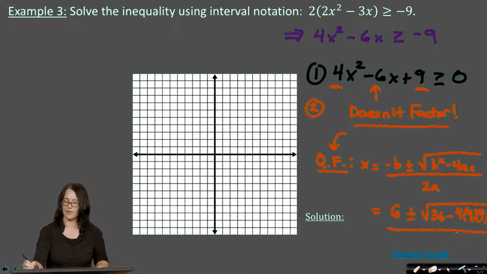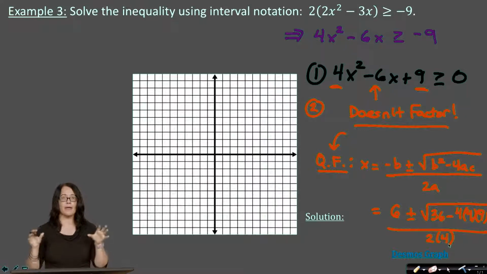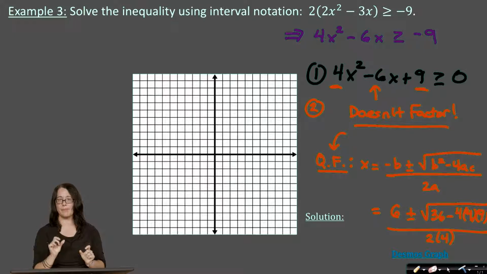Well, notice what's happening under there. 2 copies of a in the denominator is just 2 times 4, okay. Look what's happening under the radical. That's called the discriminant. You have 36 minus 4 copies of 36, because 4 times 9 is 36. So if you have a positive 36 minus 4 copies of 36, you're going to end up with negative 3 copies of 36. In other words, a negative result.